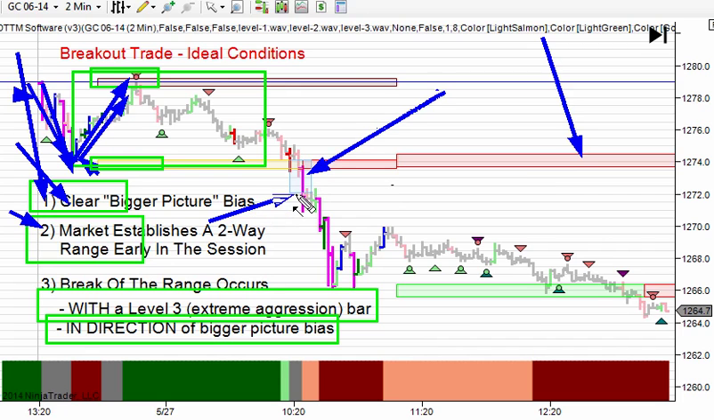You can see the bar closed right there. This is a 2-minute chart, and you could certainly get on board quicker if you wanted. Does it mean it's going to work out every single time? No, not at all. But you've got a very high probability scenario here: bigger picture bias is down, we've got a two-way market established, and we break out in the direction of the level 3 bar on extreme aggression. So we've got everything coming together.